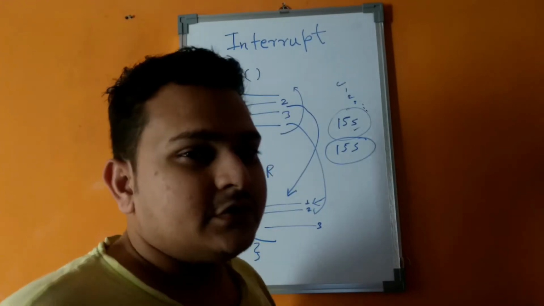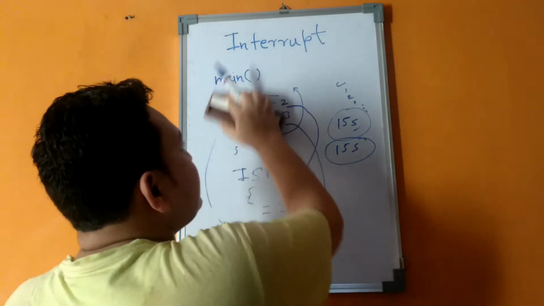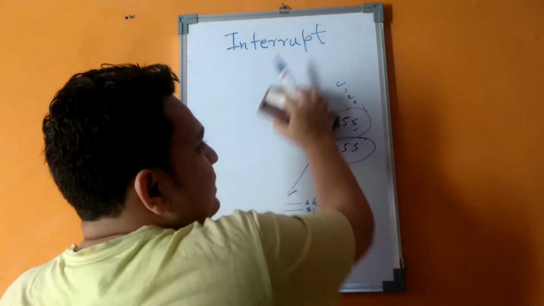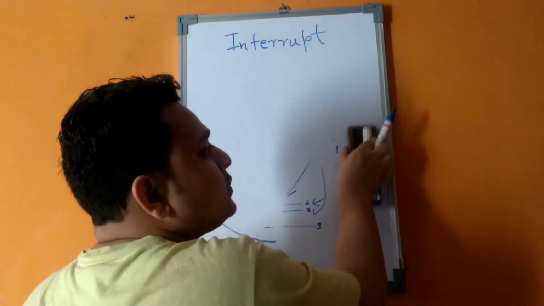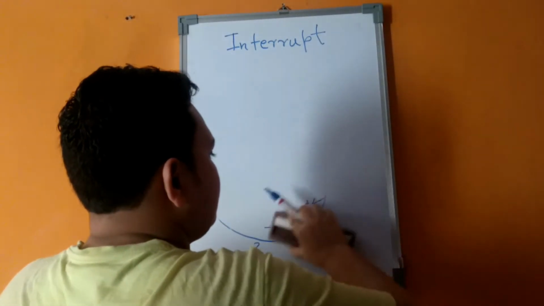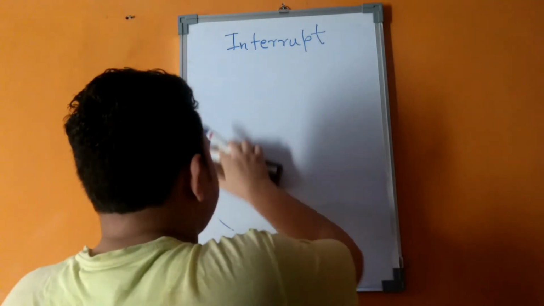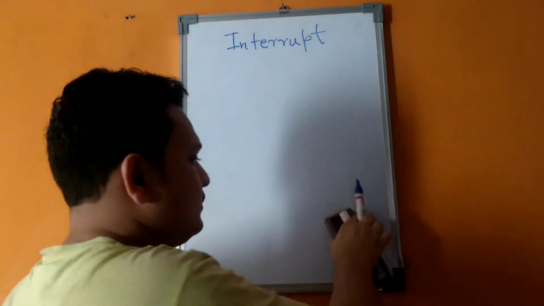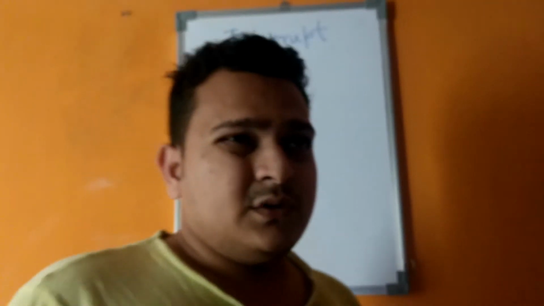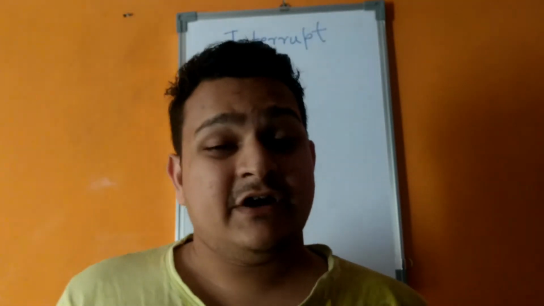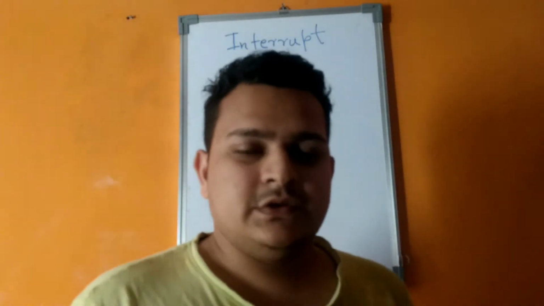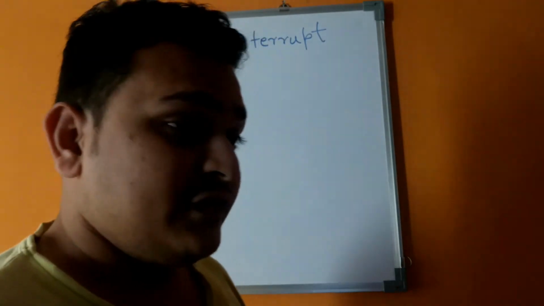So this is the basic concept. Now let me tell you the types and how to handle and control the interrupts. Let's go to the types first. There are almost, I think, 5 types, but a sixth type is also there. I will show you the sixth type first.